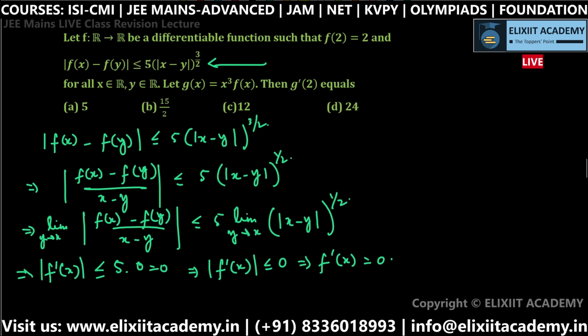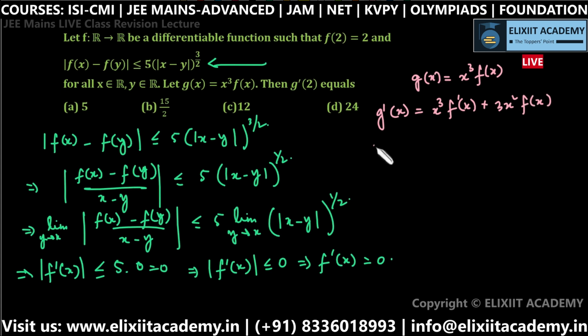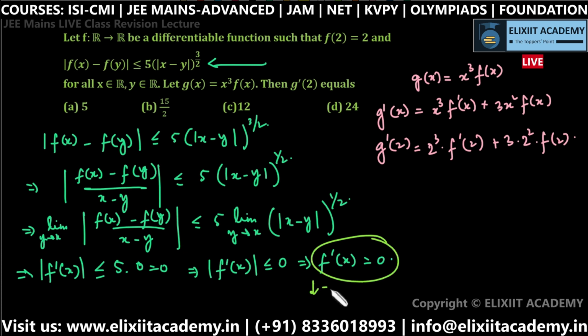What is g(x) first? g(x) is x cube f(x). First find g dash x. Differentiate this. So this is x cube into f prime x plus 3x square f(x). Now you need the value of g prime 2, so you put x equals 2 over here. So g prime 2 equals 2 cube into f prime 2 plus 3 into 2 square into f(2).